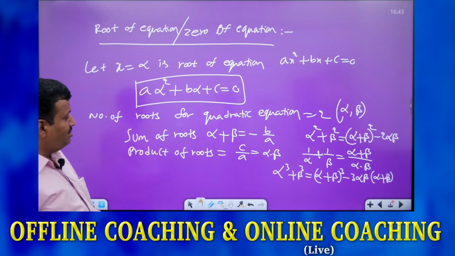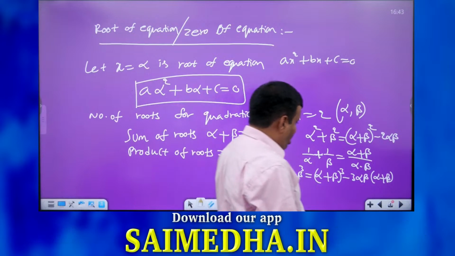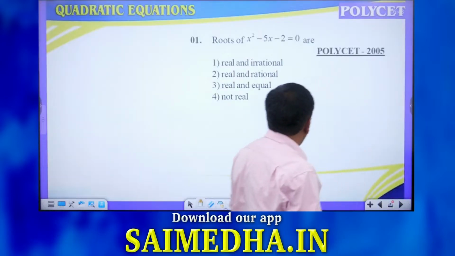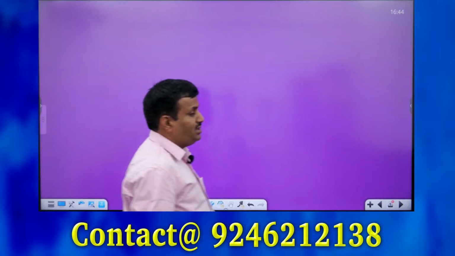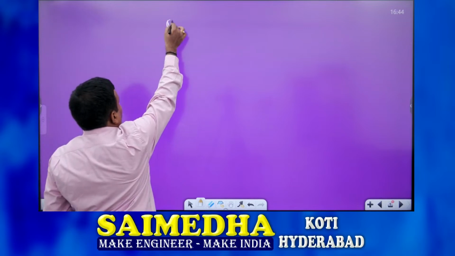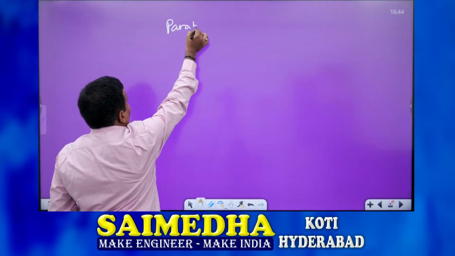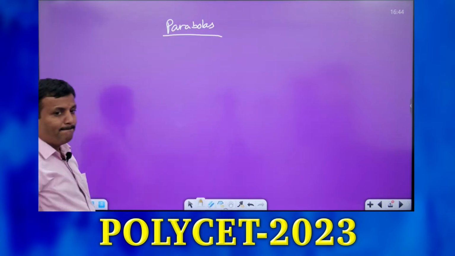ఈ slide కొంచెం జాగ్రత్తగా అబ్జర్వ్ చేయాలి. Lot of formulae are there. So along with that we should have the knowledge about next one here, different parabolas. What are the different parabolas curves here?